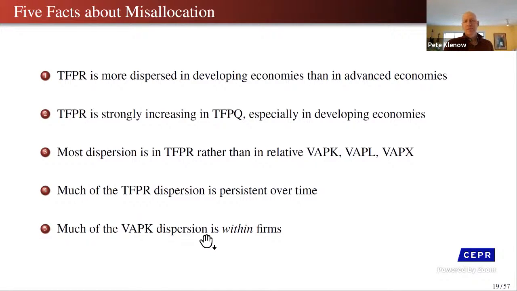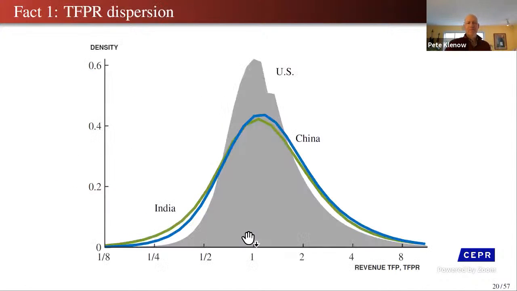But in the United States, there's a lot of multi-plant firms, and we see a lot of dispersion in their average product of capital. So then that becomes interesting. What can we learn from that? Okay, I think Richard already showed you this plot, which is just TFPR dispersion in the US versus China versus India, so that it's significantly smaller.